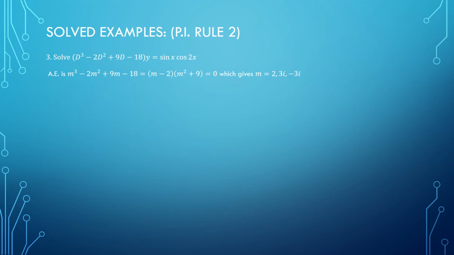Let us find the complementary function first. I have 3 roots. One is real, 2 complex. So for real, I can write an exponential, and for complex, I can write cos and sine as a complementary function.